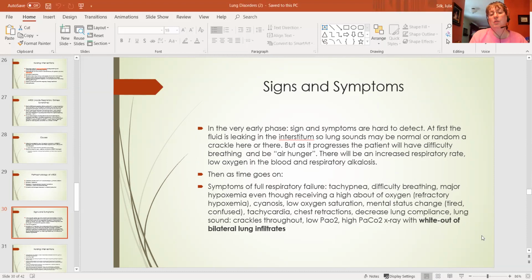So when someone has this, then they're going to be tachypneic, breathing fast, they're going to be hypoxic, they're going to be cyanotic, low oxygen sat, mental status change, tachycardia, using all of their accessory muscles to breathe, crackles throughout their lungs, and that whited out chest x-ray. So it's going to be awful.